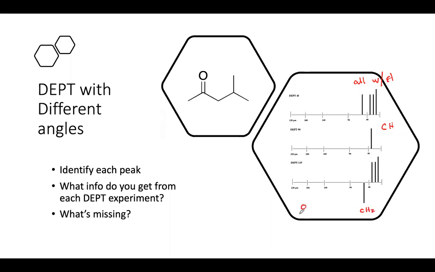It does not show you anything that doesn't have a hydrogen, so you'll notice the carbonyl is missing from all of the DEPTs. And then these are the CH and CH3. This is the most common one that you'll get. The CH2 pointing down, the CH and CH3 pointing up. So in these, you don't get the carbonyl.